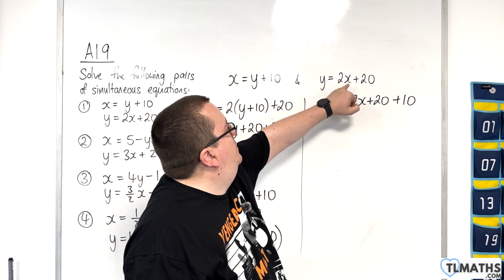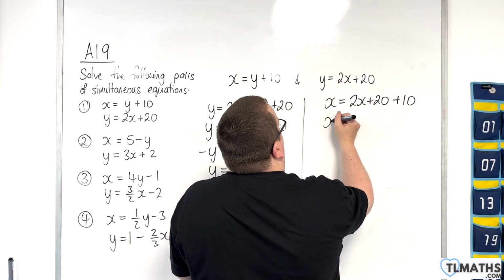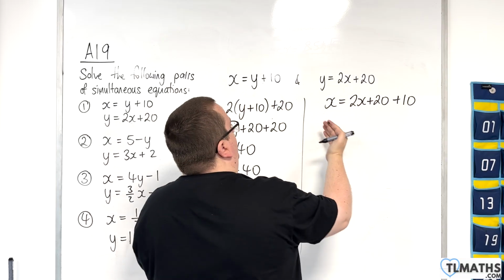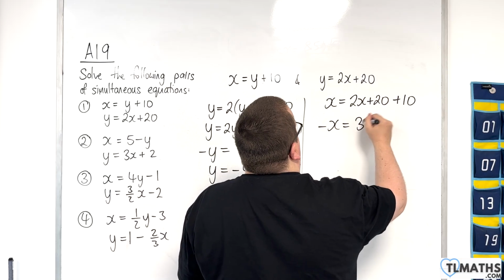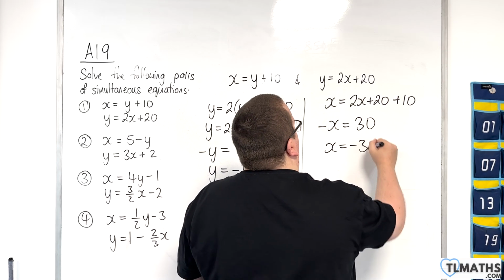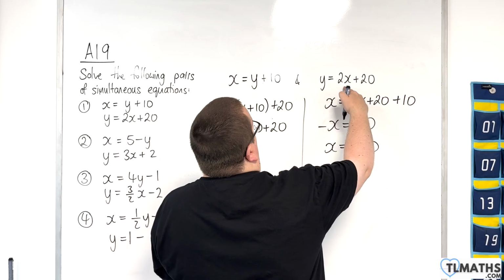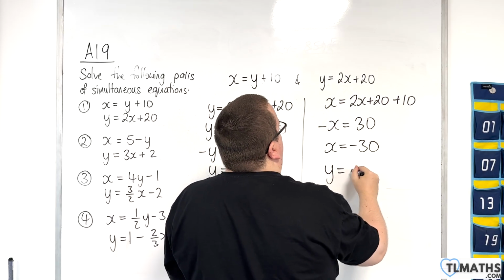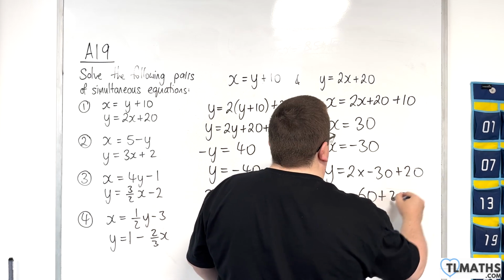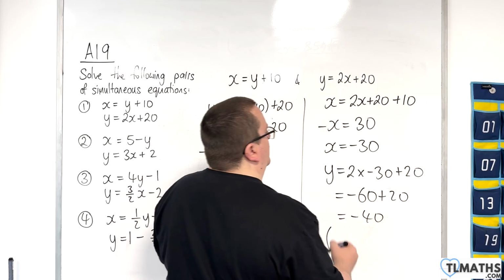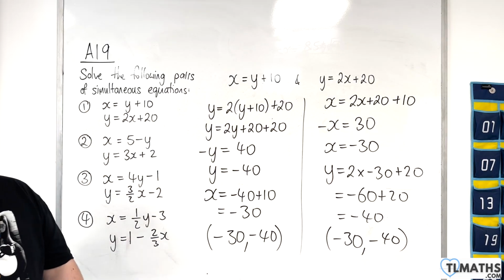Alternatively, you've substituted that one into this equation here to get this. And if we subtract 2x from both sides first, because there's no brackets to expand, we get minus x equals 20 plus 10, which is 30. Multiply through by minus 1, we get x is minus 30. And then, to work out the y value, you would substitute that into this one, because that's y equals. So y is equal to two lots of minus 30 plus 20, which is minus 60 plus 20, which is minus 40. So the two lines intersect at minus 30, minus 40, which is precisely the answer that we got before.